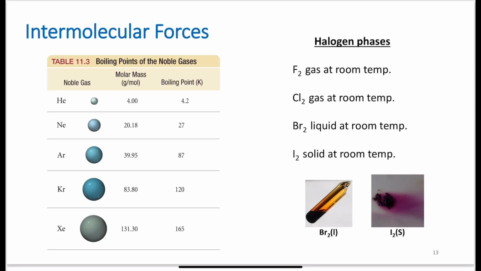Okay, so let's go ahead and focus a little bit more on those IMFs, or intermolecular forces we've been talking about, and seeing how they actually apply to the properties of the molecules we've been learning about. So again, for our IMFs, we have LDF, which is London dispersion forces. They are the weakest force overall. They are present in everything.